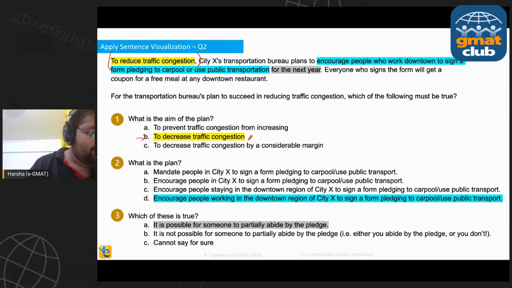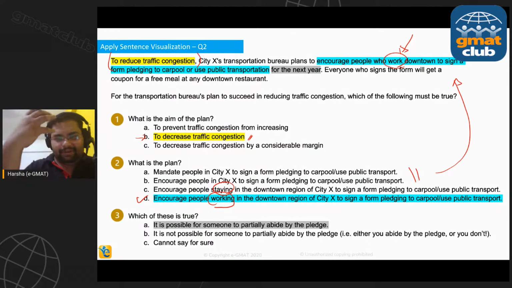What was the plan? Again, fantastic to see that all of you paid attention to the traps, working versus staying, all those things. If you visualized it, if you're able to do that, it's fantastic. Now the only question is, while you were choosing answer choices here, did you have to go back and check, oh, it is work, it's not stay? The less you do that, the stronger your visualization is, right?